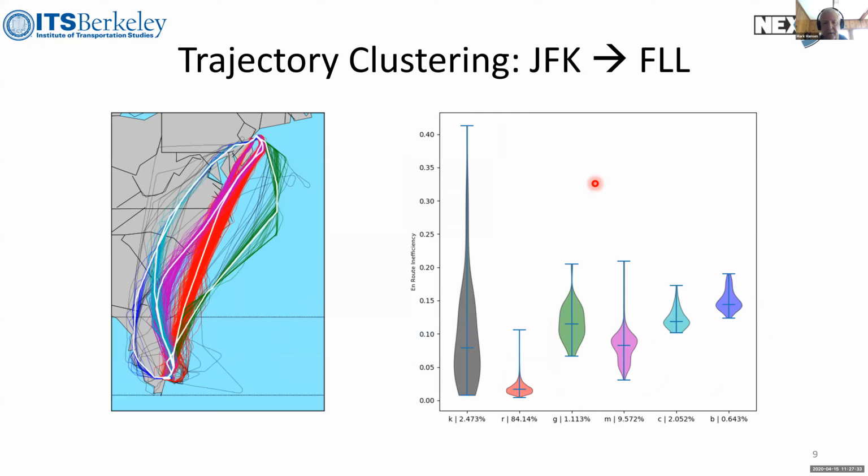Here's another one for JFK to Fort Lauderdale. In this particular case, there's really one dominant route, the red one here, with a few other routes that are flown much less often, and again, a few outlier routes, although they're less common in this case. And finally, this is San Francisco to Orlando, and this is another case where there's one dominant route and then several routes that are not one-off routes but are less common.